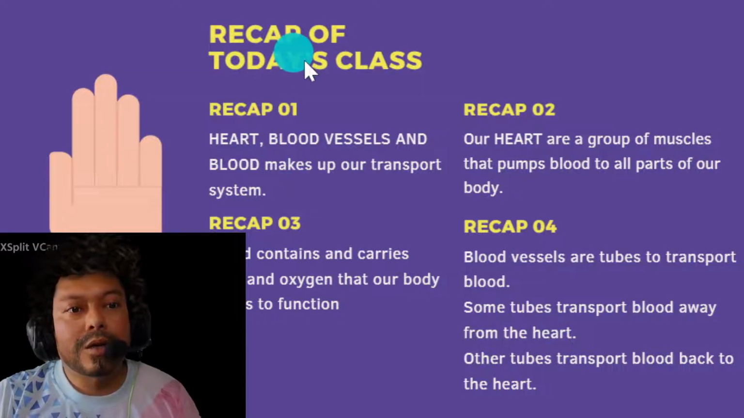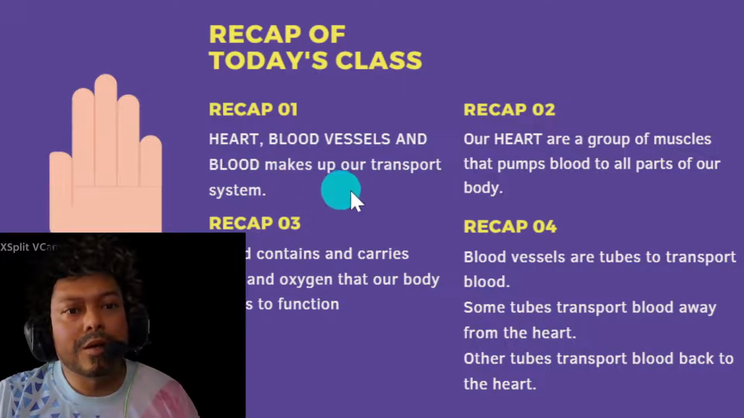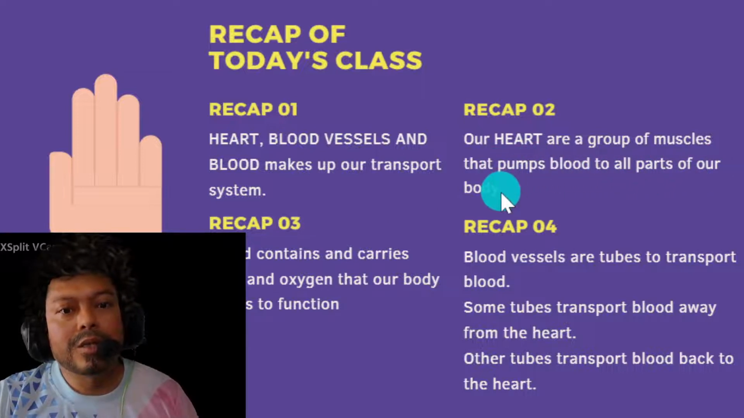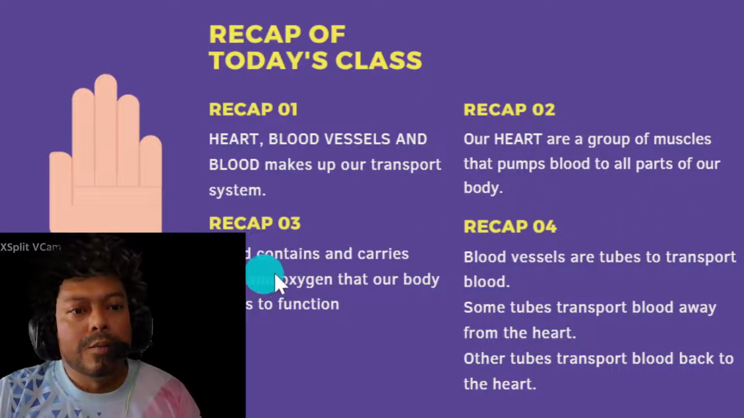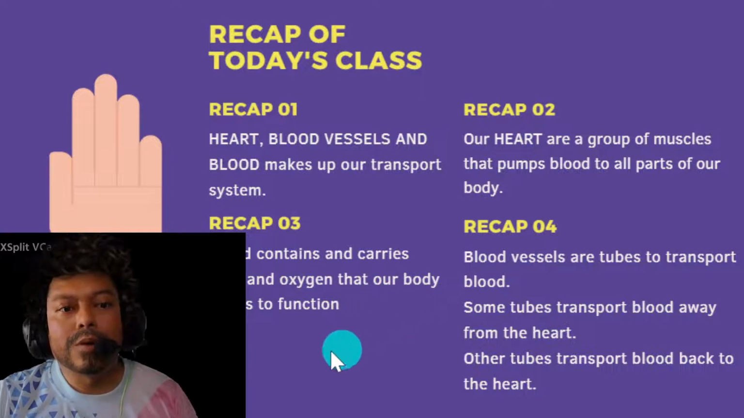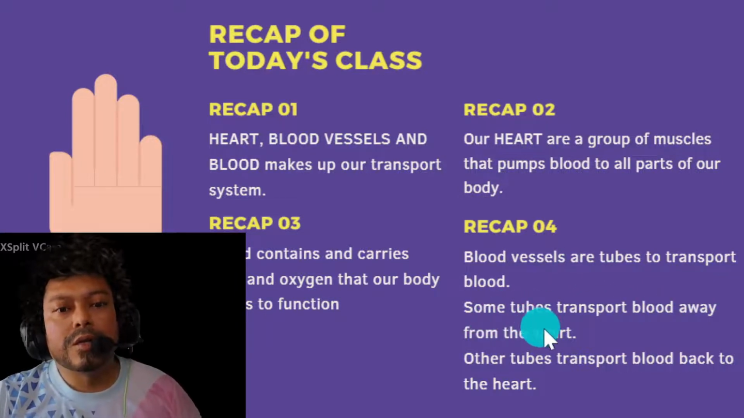Now let's check today's lesson. Heart, blood vessels, and blood make up our transport system. Our heart is a group of muscles that pumps blood to all parts of our body. Blood contains and carries food and oxygen that our body needs to function. And number four, blood vessels are tubes to transport blood. Some tubes transport blood away from the heart. Other tubes transport blood back to the heart.